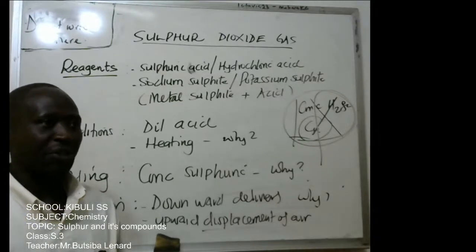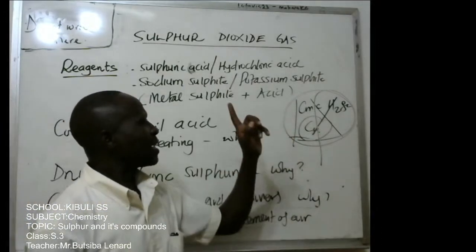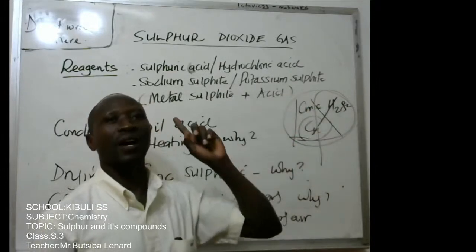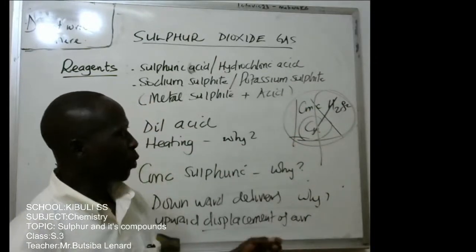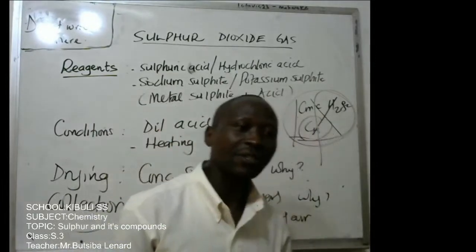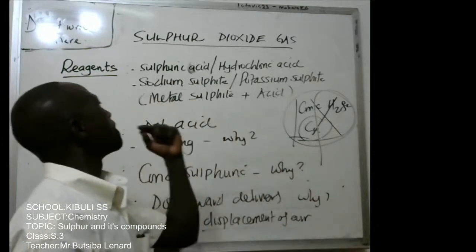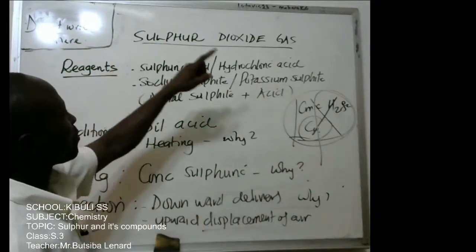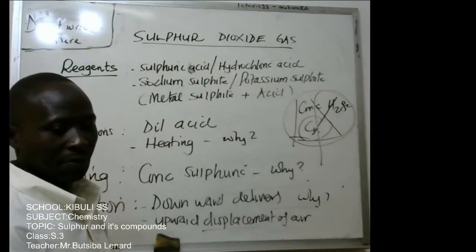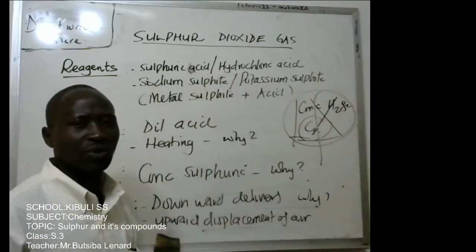I beg to repeat that we don't prepare sulfur dioxide from copper and concentrated sulfuric acid, but we look at this reaction as a property of sulfuric acid. We prepare sulfur dioxide in the laboratory from sodium sulfite, potassium sulfite, and any of the dilute acids. If you are given an opportunity to choose, which of these two acids would you choose?